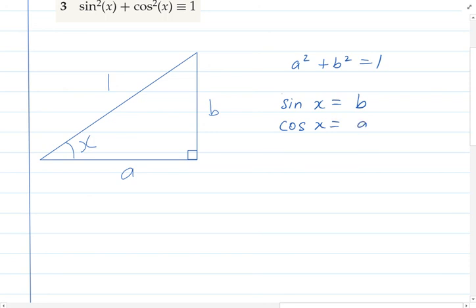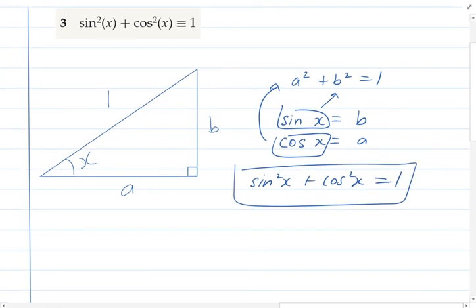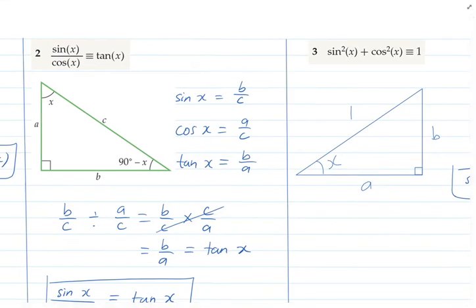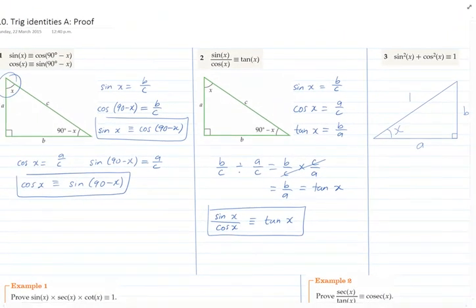And so substituting this in for B and this in for A, what we get is, and it doesn't matter what order we put it in, sine squared x plus cos squared x equals 1, which is that formula that we've shown up there. So these three formulas come in useful, and we'll look at some examples of where we can use them in our next video.